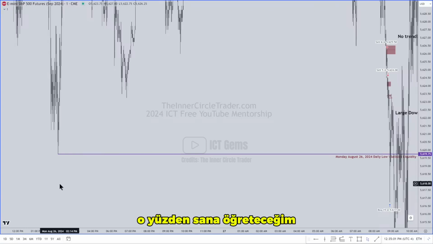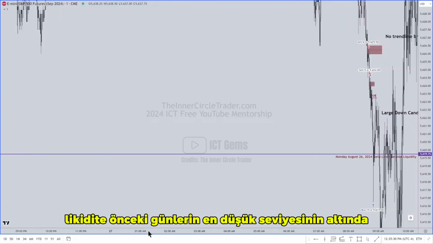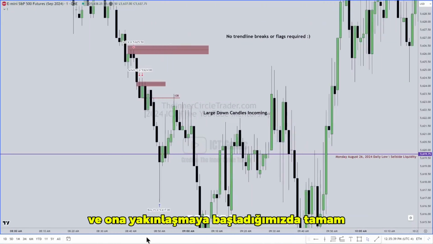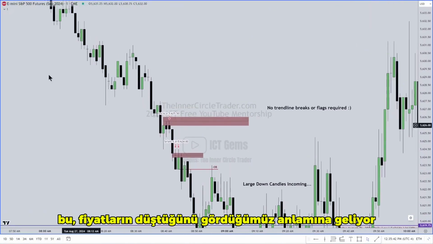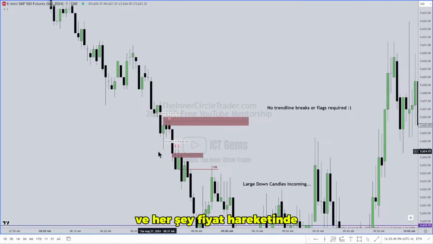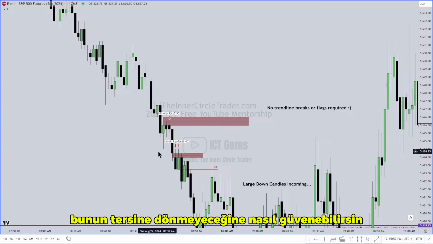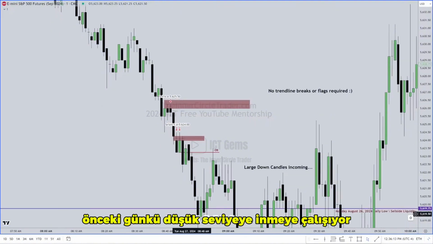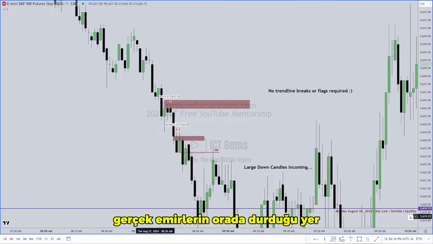So I'm going to teach you the basic elements of what I was teaching when I was on BabyPips back in 2010. The liquidity below the previous day's low. And when we start getting in close proximity to it, okay, so what that means is we're watching price dropping down. And everything in price action was supporting the idea that it's going to keep going. How do I know that? How can you know that? How can you trust that it isn't going to reverse? What's the logic that tells you this is going to keep dropping, ICT? Well, number one, it's trying to get down to the previous day's low where there's real orders resting below that. What kind of orders? Sell stops, okay?